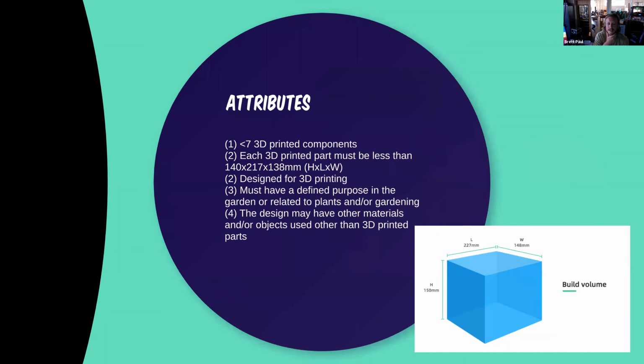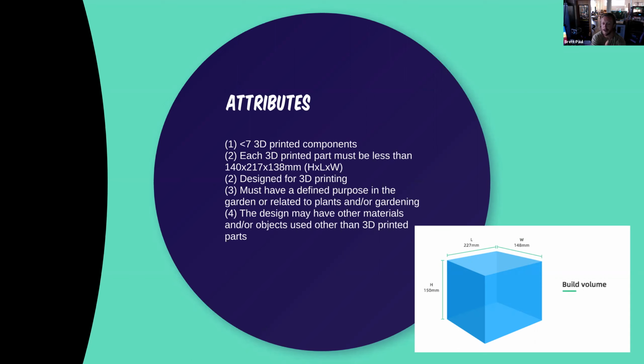The attributes that have to be hit: less than 7 3D printed components. I kind of fumbled back and forth on whether I should show you examples or just let you run with it, but I'll show you what I made for the garden topic, just to give you an idea. Less than 7 3D printed components for the overall assembly. Each 3D printed part, of course, must be less than our build volume. I built in a little buffer here. It looks like 10 millimeters. If you want to be safe, I would maybe do 20.